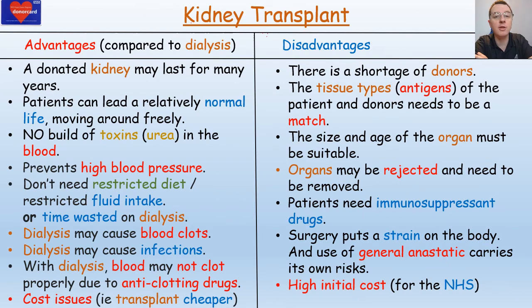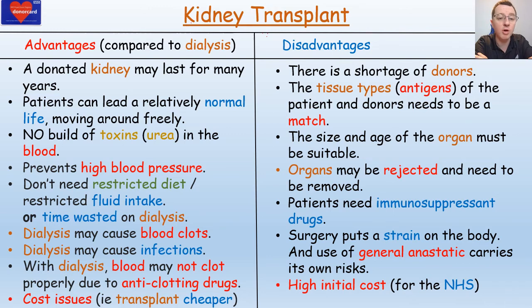The big advantage of a kidney transplant is that it keeps the patient alive. But especially compared to dialysis, there are many other advantages that we need to discuss. A donated kidney may last for many years, for example. Patients can lead a relatively normal life, moving around freely, which you can't do if you're undergoing dialysis treatment, particularly if 3 times a week you must be in hospital for up to 8 hours at a time.